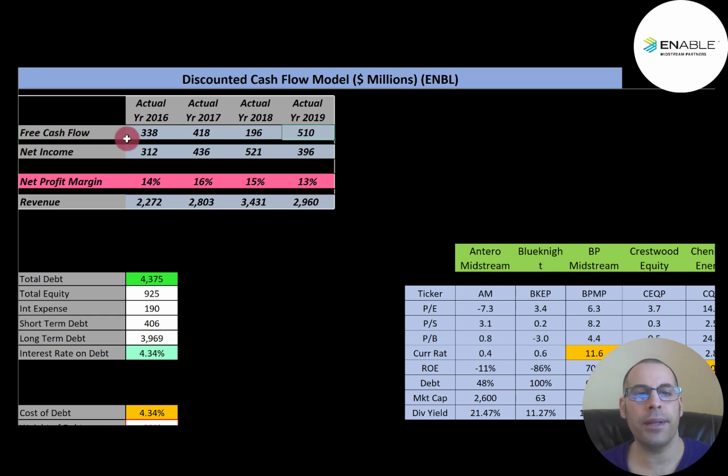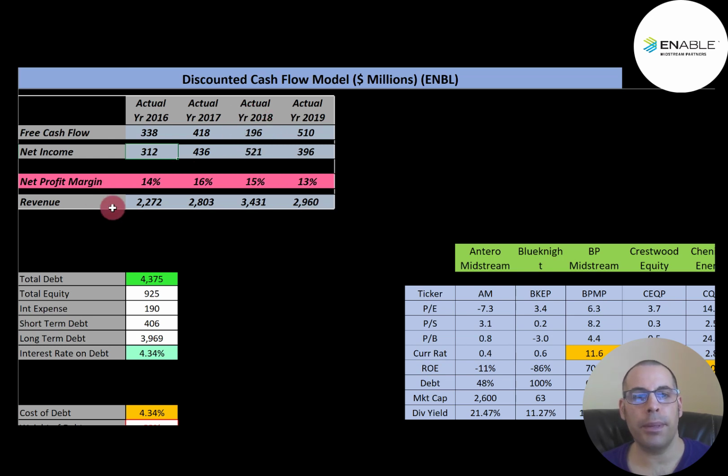Net income is the profit and loss on the income statement. It's revenue minus expenses. Their net income looks pretty consistent from $300 to $500 million a year. In 2018, they had the highest net income, yet their lowest free cash flow.